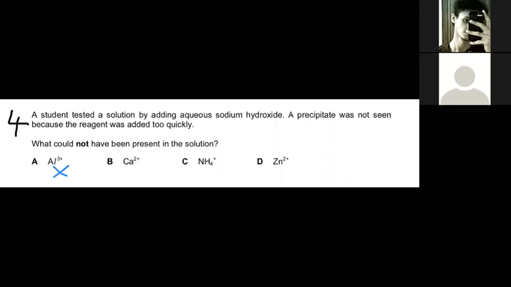Zinc's hydroxide dissolves to give a colorless solution in excess sodium hydroxide, and ammonium's hydroxide produces ammonia gas on warming because of the alkali plus ammonium salt reaction. However, if calcium would have been there, calcium hydroxide would have remained insoluble and a precipitate would have been seen. So calcium is not present in the solution and B is the correct option.